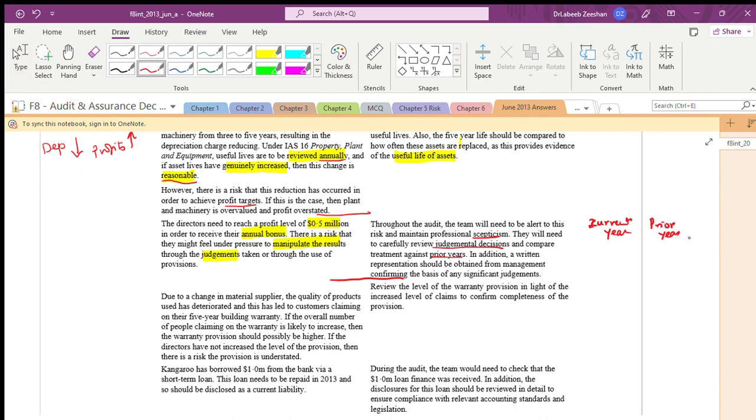Fine. If auditors still need any further evidence, the written representation should be obtained from the management. For what? For the judgments. For any judgments, if they have taken any decisions, you have to take the written representation.